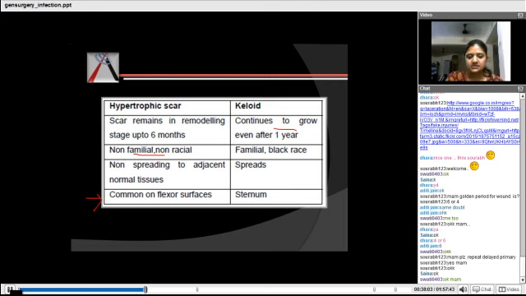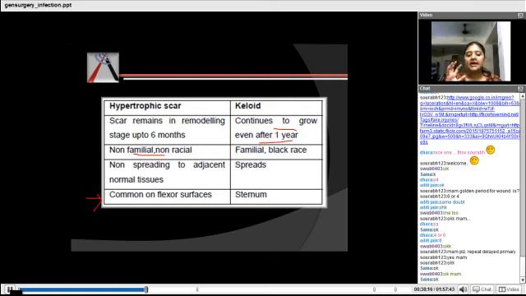A keloid can continue even after 1 year. It is especially common in black people and has a familial tendency. It has a spreading type of growth, and after the wound, it can form even after 1 year. So the difference between the two types of scars is important. Clear?